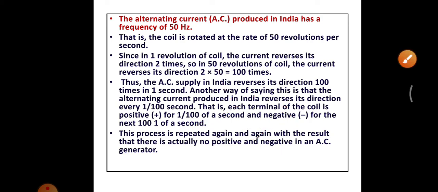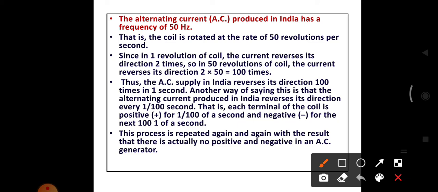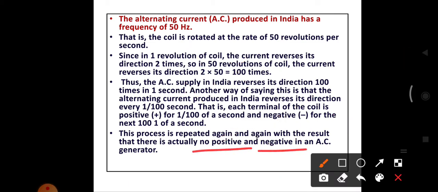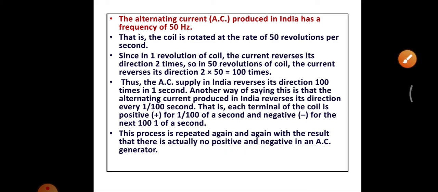So this process is repeated again and again, with the result that there is actually no positive, no negative in an AC generator. If you take a DC, we can mention this is a positive and this is a negative. But in an AC, in each equal interval of time, a terminal acts as positive and negative. Again, this terminal acts as a positive and this terminal acts as a negative. So there is no fixed positive and negative in an AC generator. I hope you understood. If you have any doubt in this section, you can ask through the tutoring.